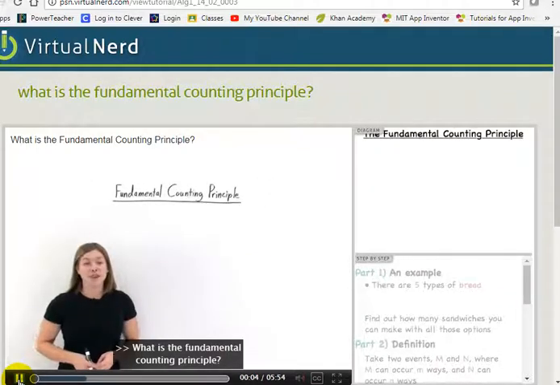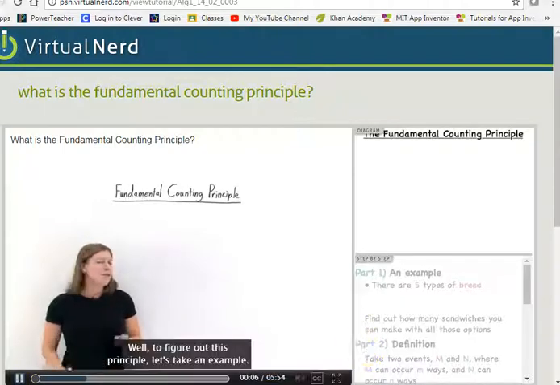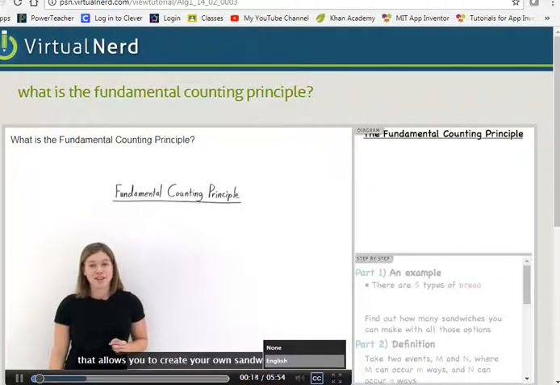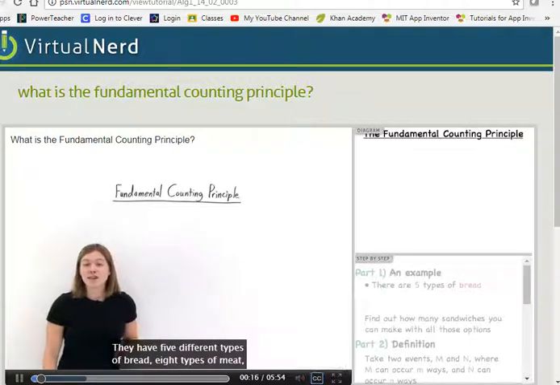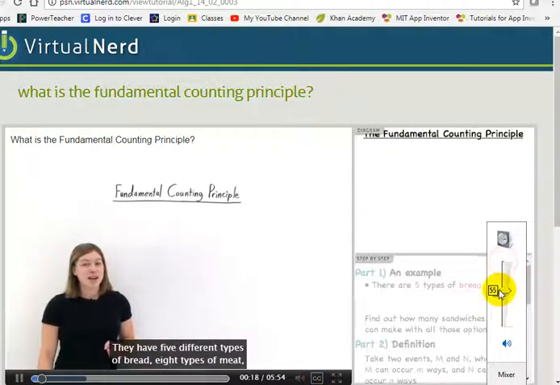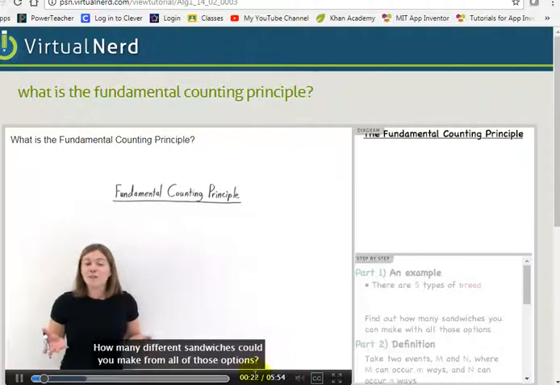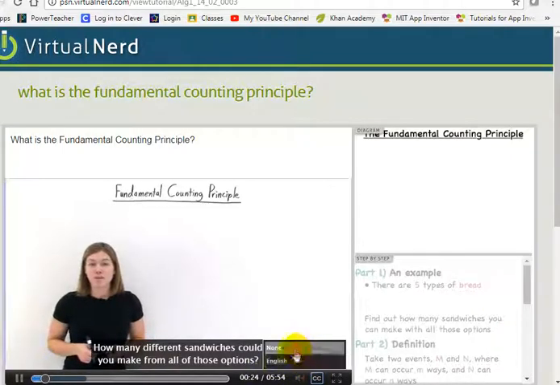What is the fundamental counting principle? Well, to figure out this principle, let's take an example. Let's say that you walk into a sandwich shop and they have a special that allows you to create your own sandwich. They have 5 different types of bread, 8 types of meat, and 6 types of cheese to choose from. How many different sandwiches could you make from all of those options?